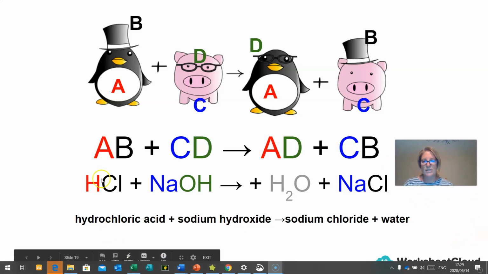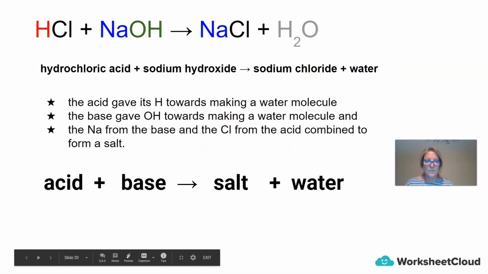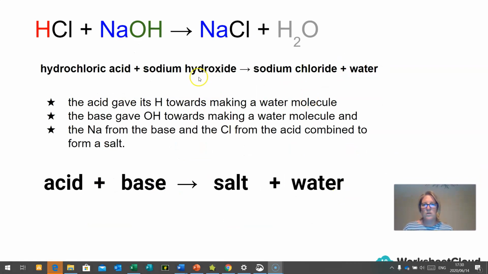So hydrochloric acid, which is HCl, plus sodium hydroxide, which is NaOH, undergoes a chemical reaction and makes sodium chloride and water. The acid gave its H towards making a water molecule. The base gave its OH towards making a water molecule. And the Na from the base and the Cl from the acid combined to form a salt. So our acid plus a base made salt plus water.